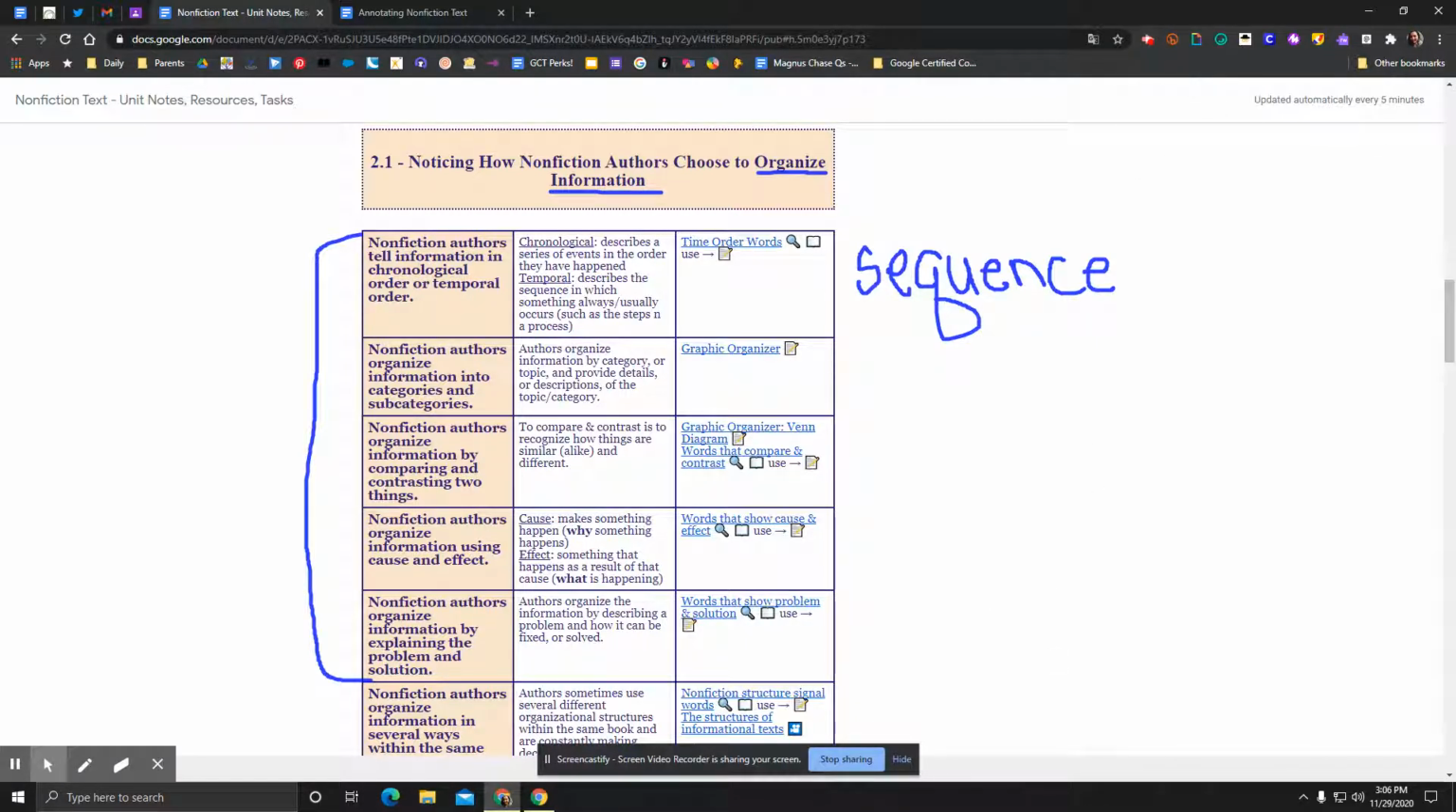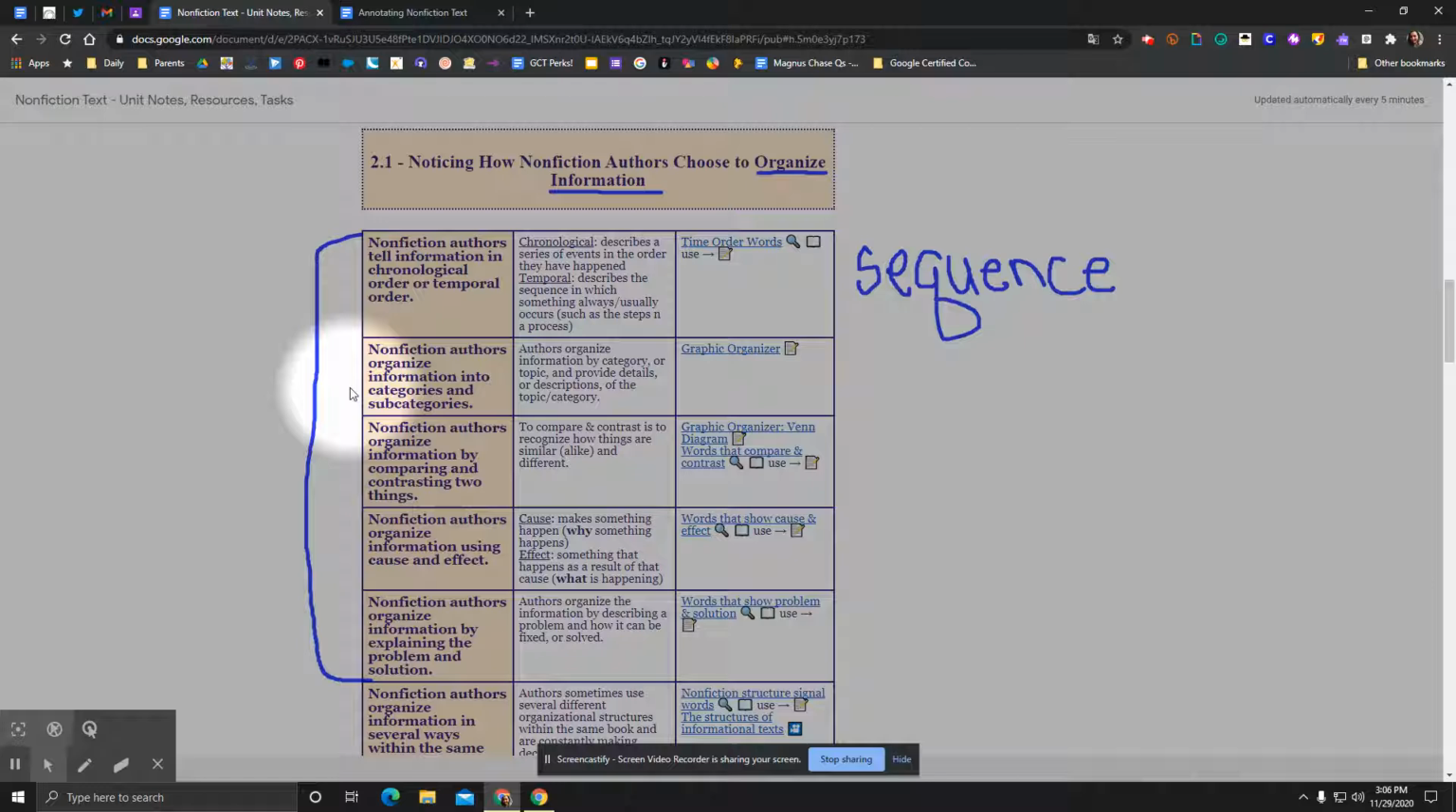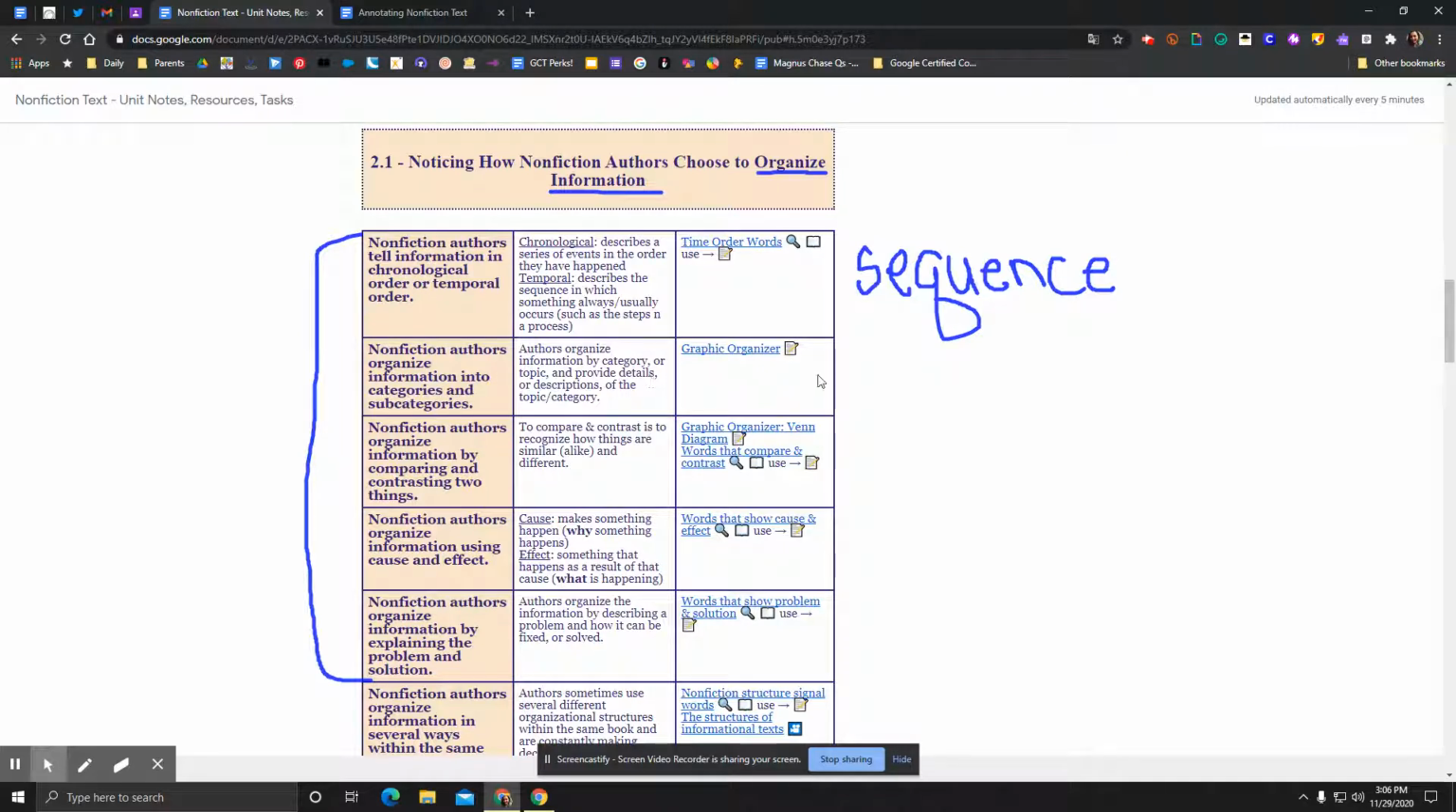Now, another way that nonfiction authors can organize information is when we look at categories and subcategories. Now, this is when we're looking at the topics specifically that an author might be using, details, and the descriptions of those topics. Sometimes when we read nonfiction text, we might see that there is a chapter, and within that chapter, there are subtopics and subheadings. And that is where we get our categories and subcategories.